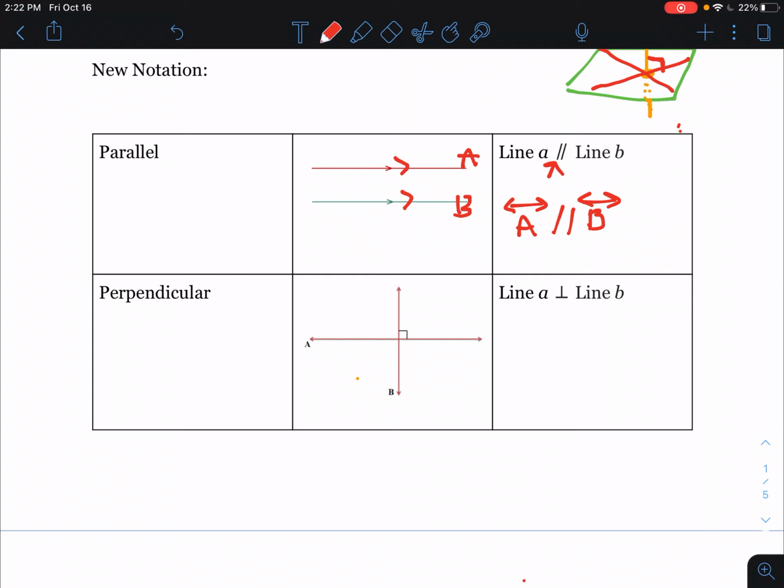Perpendicular, you have line A and B here that are perpendicular. They meet at a 90-degree angle. That's what this symbol's for. It's like an upside-down T. So line A is perpendicular to line B. It's a nice way to represent perpendicular because the line that makes up the tall part and the line that makes up the base, they're perpendicular. That's what that upside-down T means, because they meet at a nice 90-degree angle.